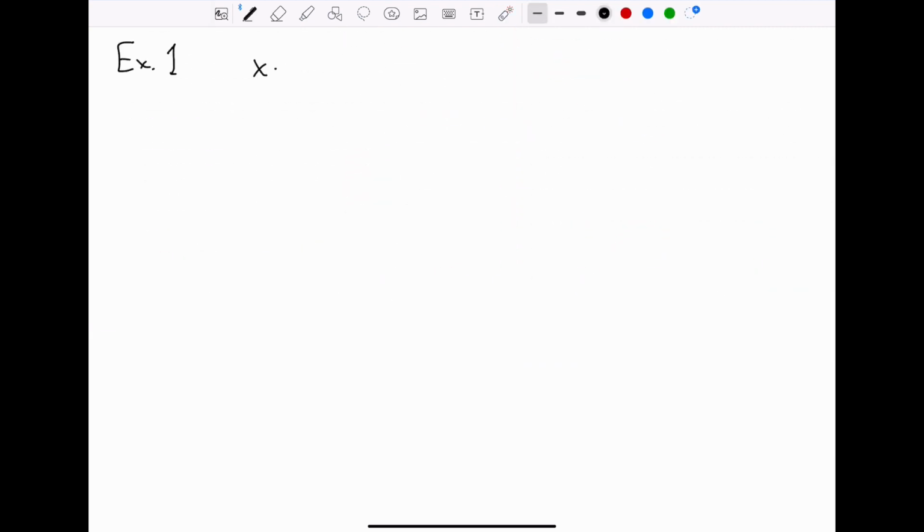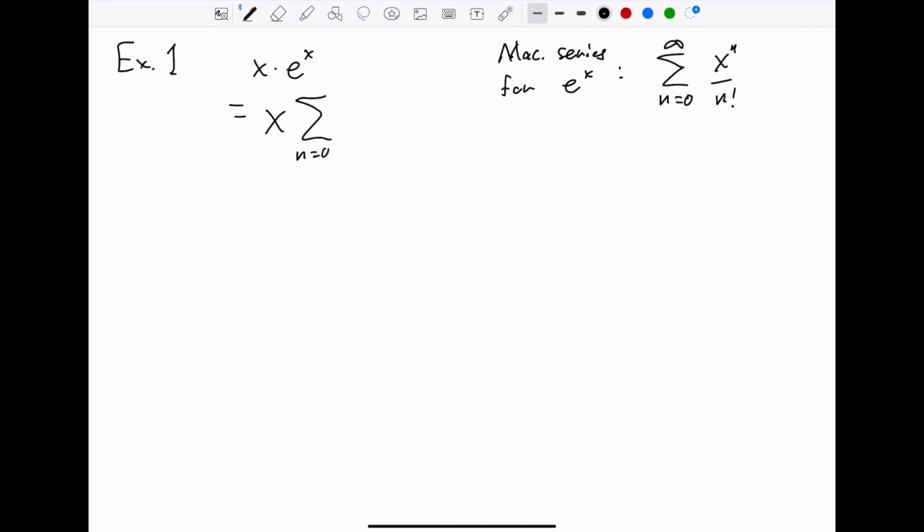Our function here is x times e to the x. And we want to write down the Maclaurin series for e to the x, since this function involves e to the x. So let's just write off to the side here the Maclaurin series for e to the x, this is the sum, n starts at 0, goes to infinity, of x to the n divided by n factorial. So in my original expression, I can just replace the e to the x with this summation. So I have x times the sum from n equals 0 to infinity of x to the n over n factorial. I'm just literally replacing e to the x with its Maclaurin series.